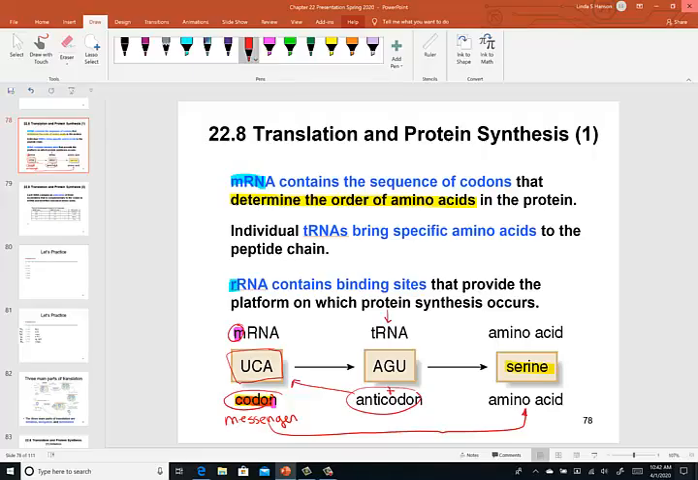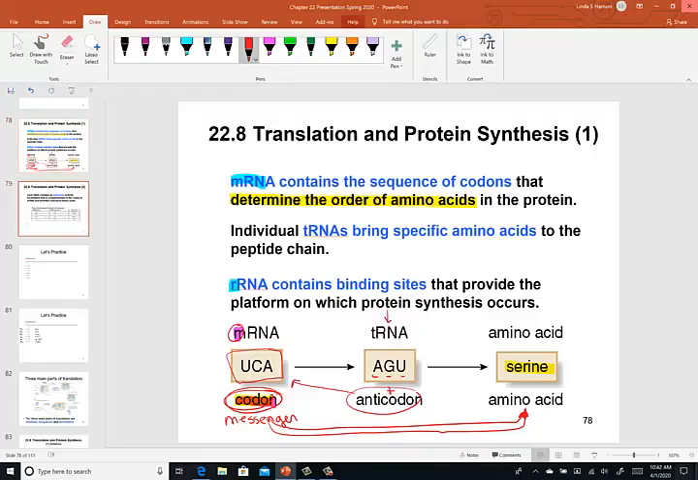UCA, it's complementary base pairing. A pairs to U, G to C, and A to U. So the complementary code on the transfer RNA would be AGU. But the codon is what I read in our genetic code chart to find the amino acid. Read the codon. The anticodon is the complementary strand, and then we build the amino acid.